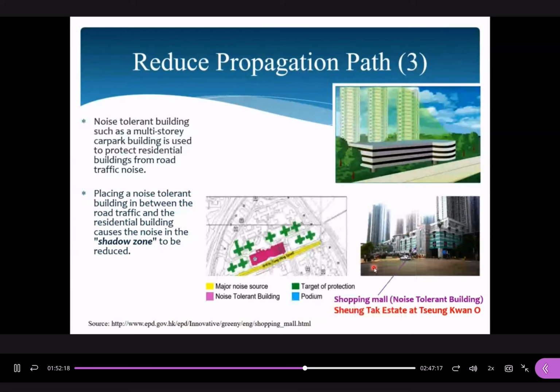And also, we can make use of noise tolerant buildings, such as multi-story car parks. This is a case like this. The residential buildings are sitting on this shopping mall, so the shopping mall can be regarded as a noise tolerant building, and the effect can be up to 5 to 8 dB.